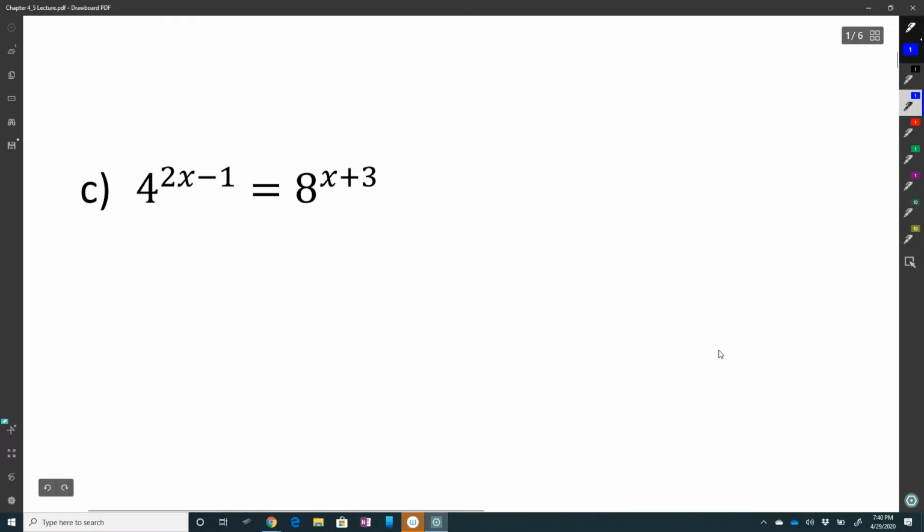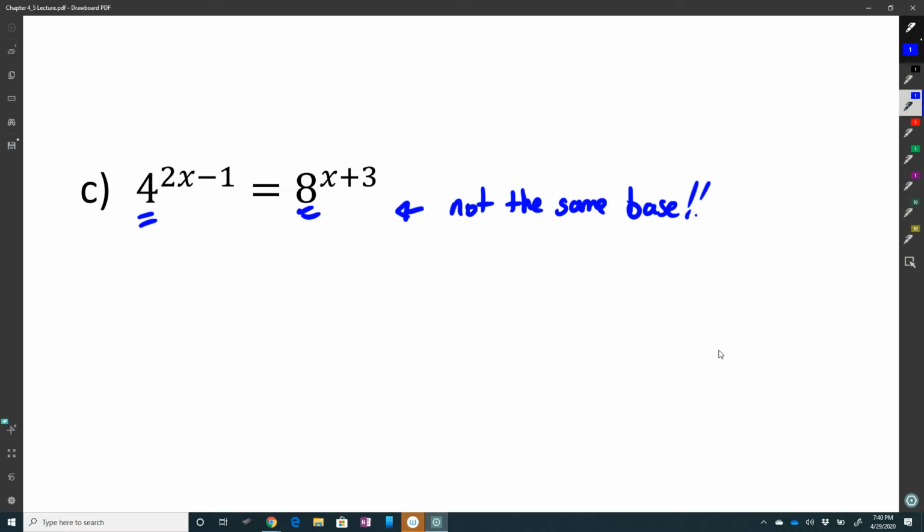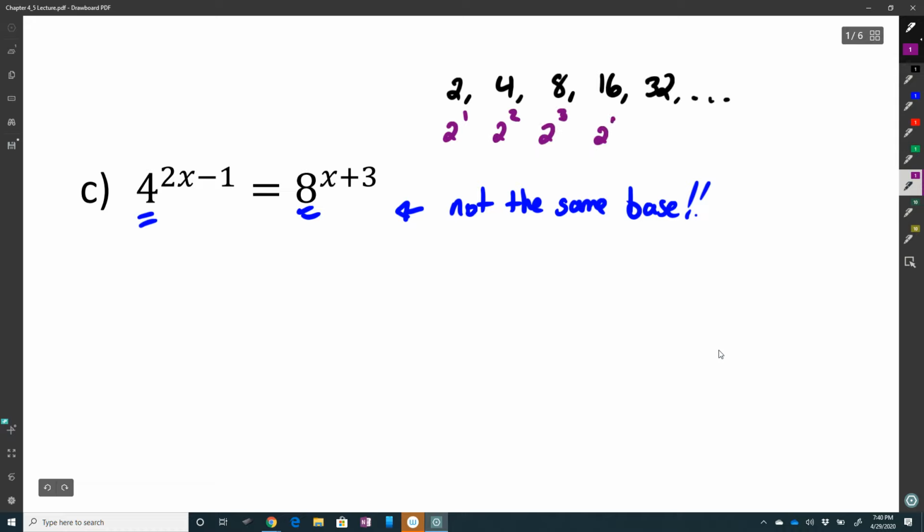So here, if I look at these, I have the 4 and the 8. We notice that they're not the same base. Okay, but they share something in common. Remember when I wrote the 2's? For the powers of 2, it was 2, 4, 8, 16, 32, and so on. And this was 2 to the 1st, 2 squared, 2 cubed, 2 to the 4th, 2 to the 5th. And my numbers, 4 and 8, happen to be right here. These are both powers of 2.